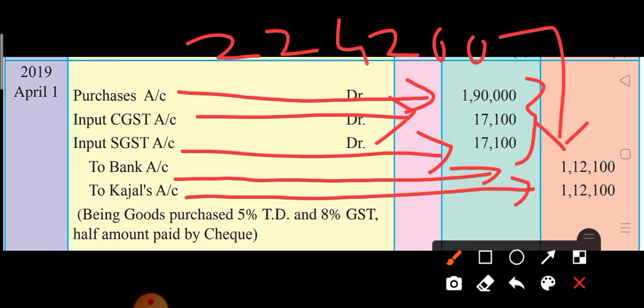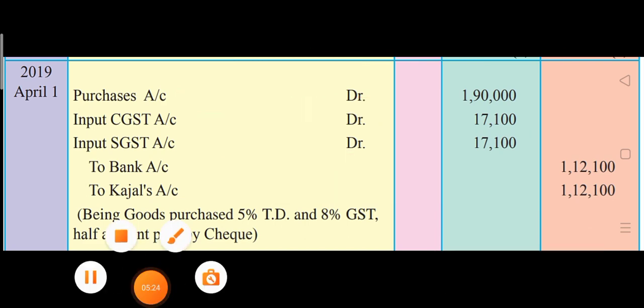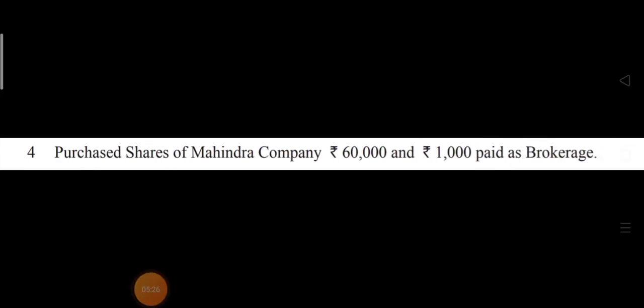Is that clear? So my journal entry would be purchase account debit, input CGST account debit, input SGST account debit, to bank account, to Kajal's account. Is that clear? It is lengthy enough, but try to understand. Once you clear this concept in your mind, all those entries are very simple. Let's move on towards the next entry.